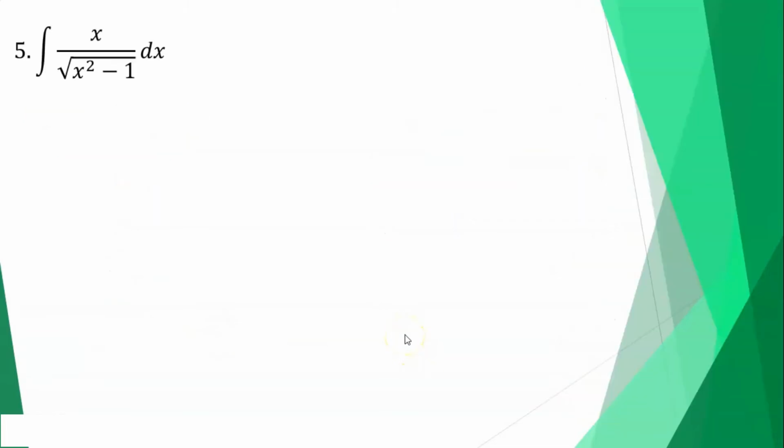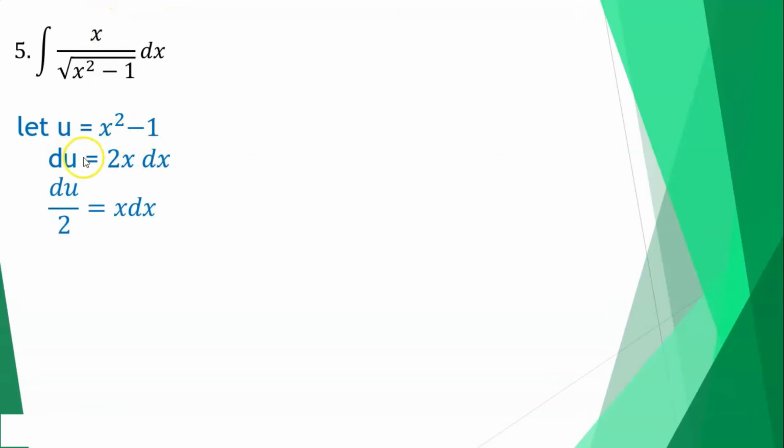Okay, another example. Find the integral of x over the square root of x squared minus 1 dx. So take note, let u here be x squared minus 1. The derivative of u is du, the derivative of x squared is 2x dx. Since we only have x here, divide both sides by 2. So this would become du over 2 equals x dx.